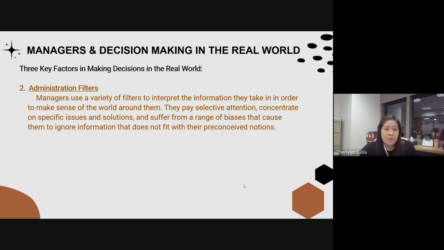The second factor is the administration filters. Managers use a variety of filters to interpret the information they take in order to make sense of the world around them. They pay selective attention, concentrate on specific issues and solutions, and suffer from a range of biases that cause them to ignore information that does not fit with their preconceived notions.